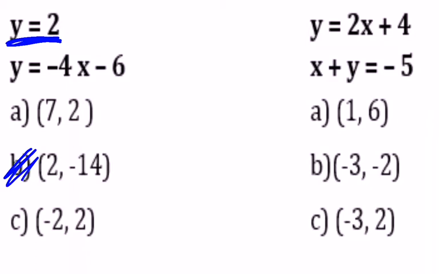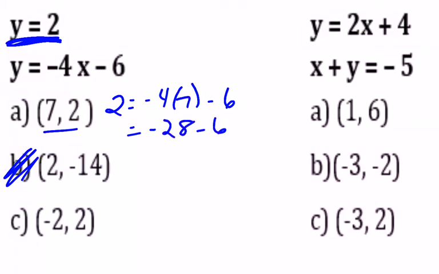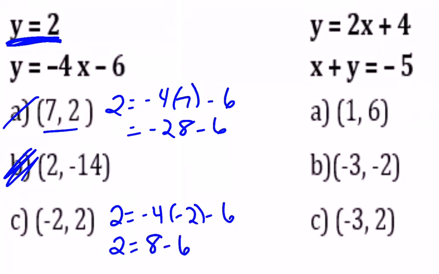So now I'm only left with a couple of options. So now I'm going to plug this point into my second equation. 2 equals negative 4 times 7 minus 6. Negative 4 times 7 would be negative 28. Minus 6 is not going to be anywhere near positive 2. So it's not A, hopefully it's C. 2 equals negative 4 times negative 2 minus 6. So does 2 equal positive 8 minus 6? Yep, 8 minus 6 is 2. So my point is (-2, 2).